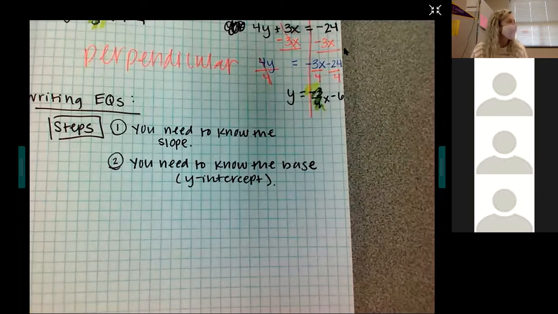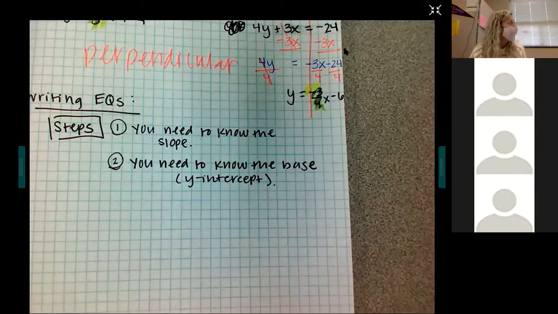Okay. This is where it gets tricky. If they don't give you the slope, y'all know how to find the slope. Get it in y equals, right? If they don't give you the base, we just talked about it, but they give you a point instead, what do you do? Who remembers from last week? Some of y'all are like, I don't know, I didn't do my work last week.